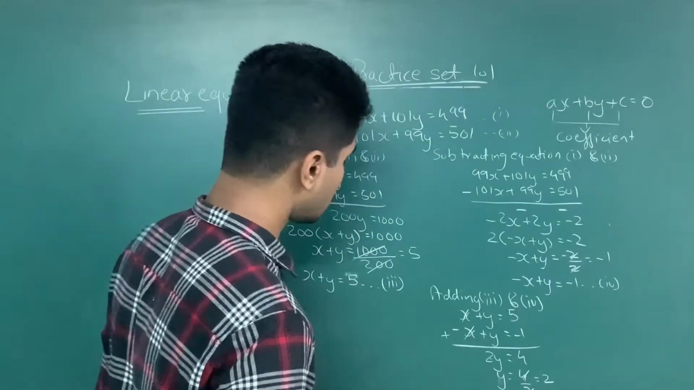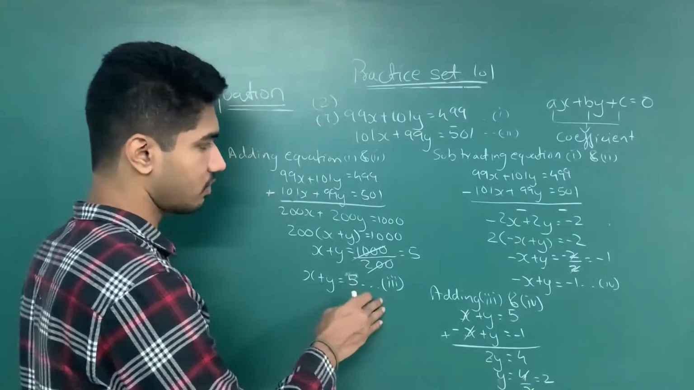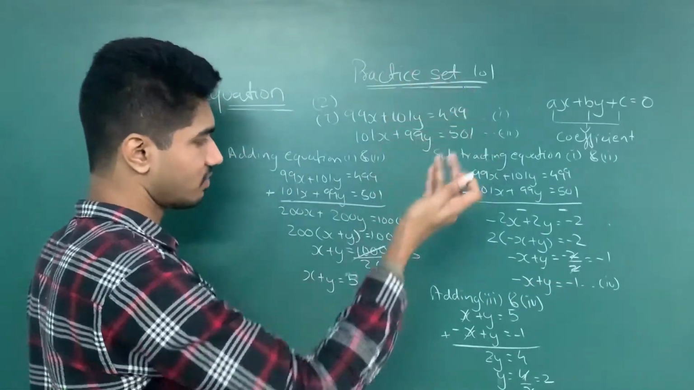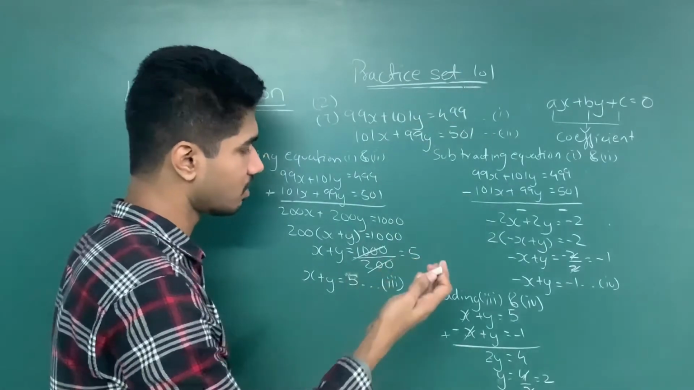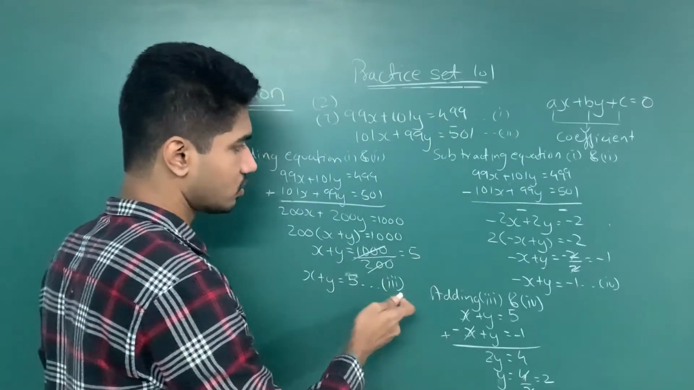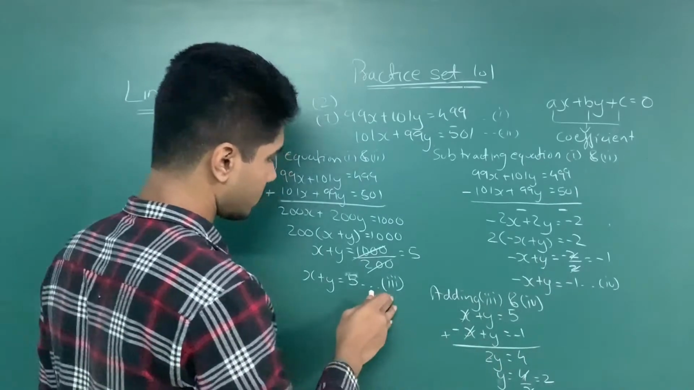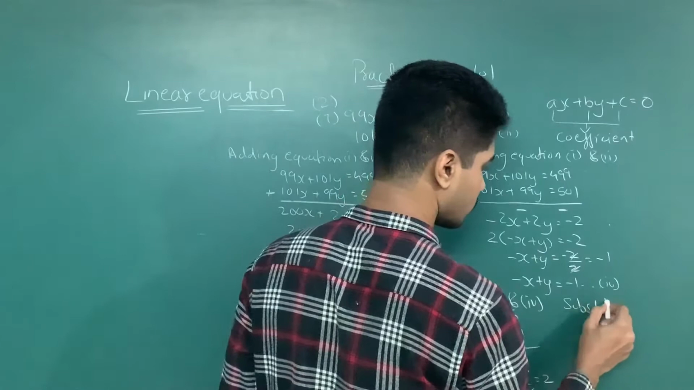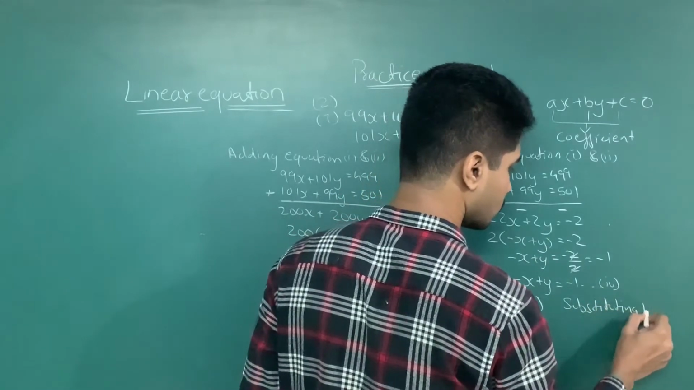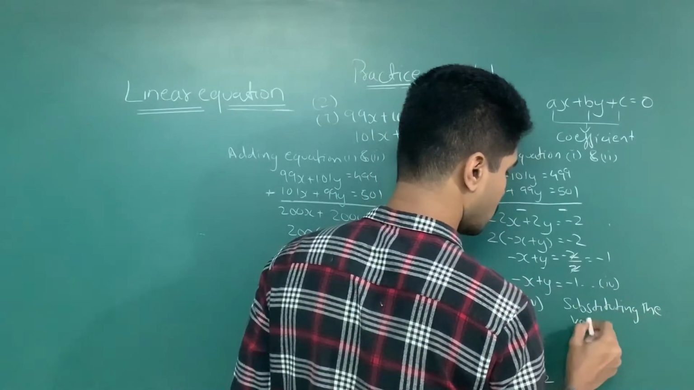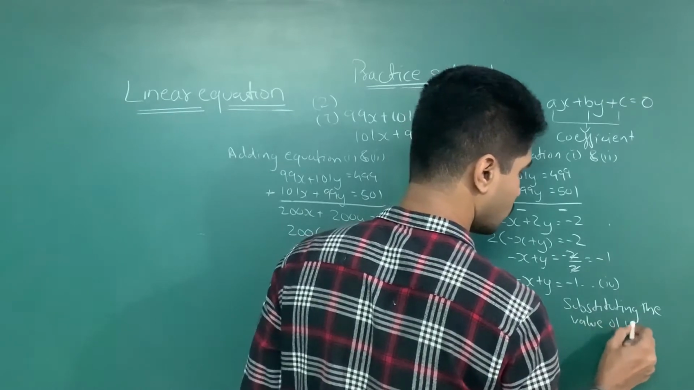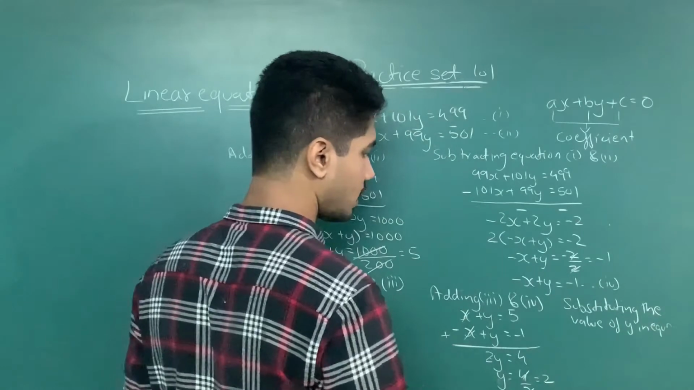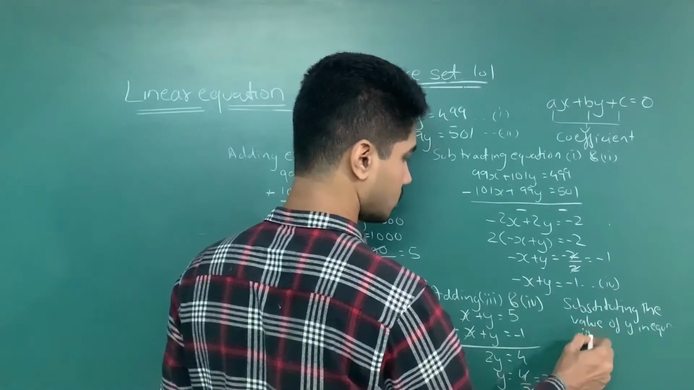Now to get the value of x, you can use the third and fourth equations. You can also use the first and second, but you will get bigger numbers. To avoid that, you use the third or fourth equation. So you can use the third equation over here. So substituting the value of y in the third equation.